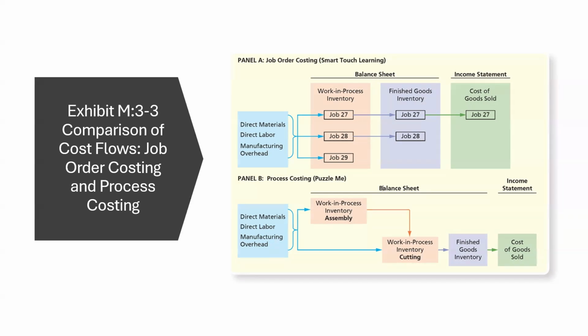The work in process amounts for mixing are transferred to the molding work in process account, and the molding amounts are transferred to the packaging work in process account. The amounts from the packaging work in process account are transferred to finished goods inventory on the balance sheet, and the finished goods amounts are transferred to cost of goods sold on the income statement.